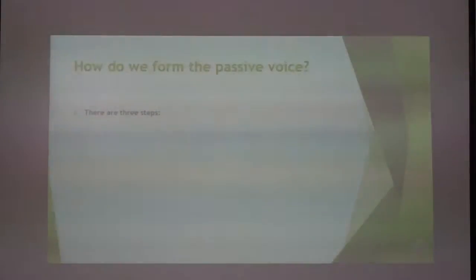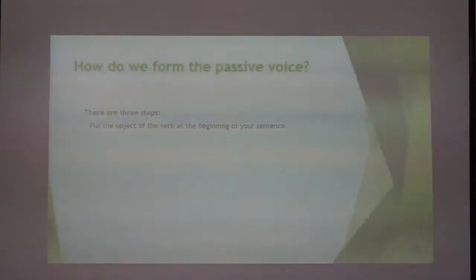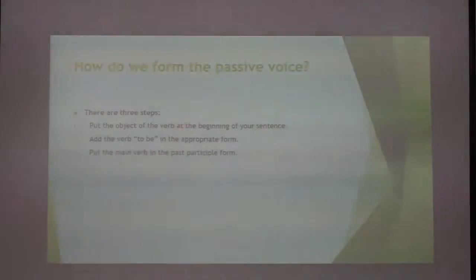Now, how do we form the passive voice? There are 3 steps involved. Step 1, put the object of the verb at the beginning of your sentence. So the object will come at the beginning of the sentence. Number 2, the verb to be in the appropriate form. We'll see how we can turn the verb to be into its appropriate form. And then number 3, the main verb in the past participle form.